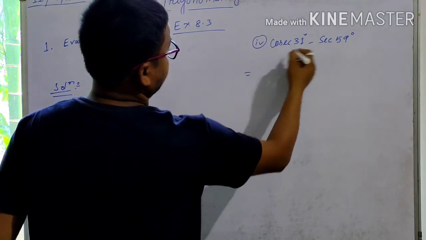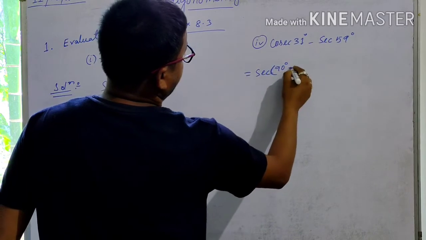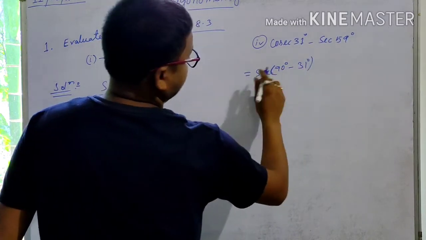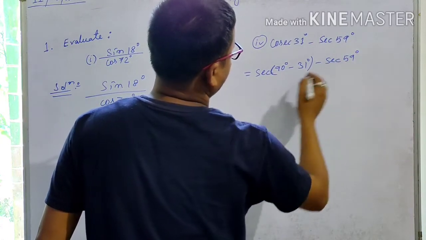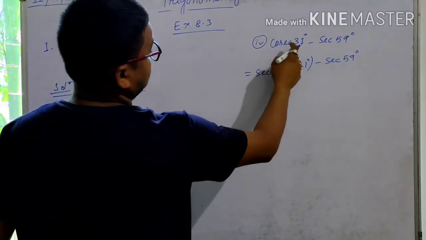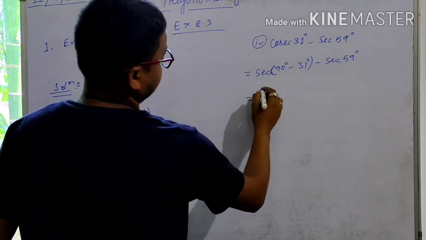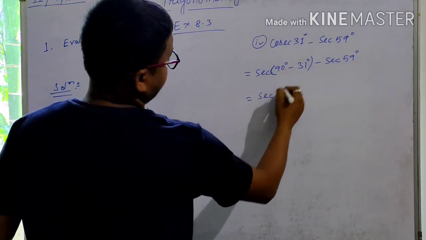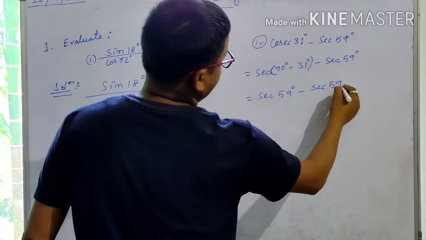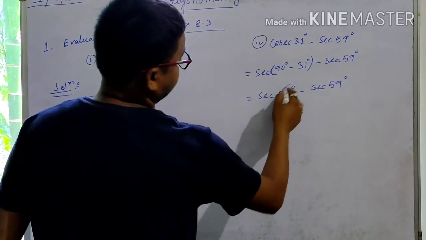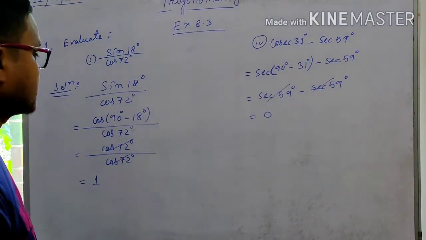Cosec means, you can write sec 90 degree minus 31 degree. Already we have learned this complementary angle, sec 90 minus A equal to cosec A. So similar process. So finally what you get here? 90 minus 31 you will get 59, minus sec 59. So these are the same, opposite sign, you cancel this. Finally you get 0. Clear? Okay.